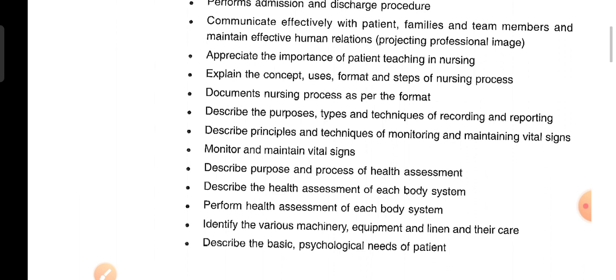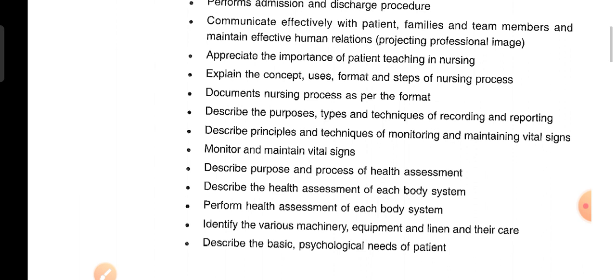You will not only take the history from the patient. If the patient has sugar, what will he do at the end of the treatment, when he is going to be discharged? You teach him: you should not take sweet diet, you have to do exercises and yoga, and daily you have to maintain the sugar levels. This is the way you appreciate the importance of patient teaching in nursing.